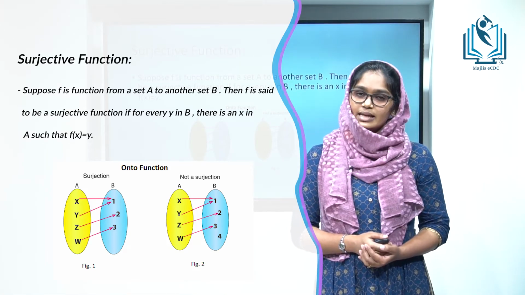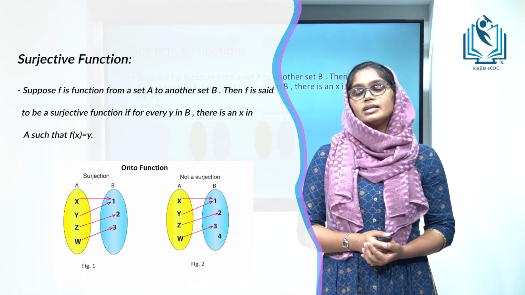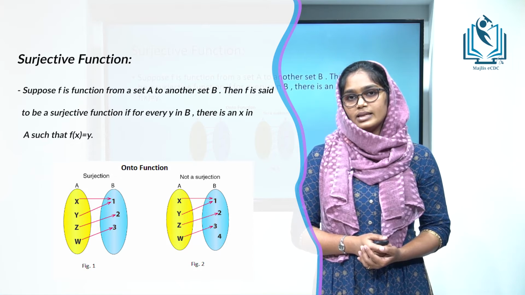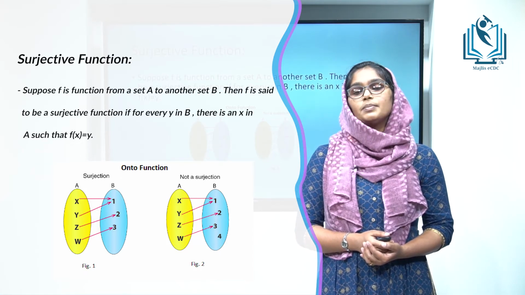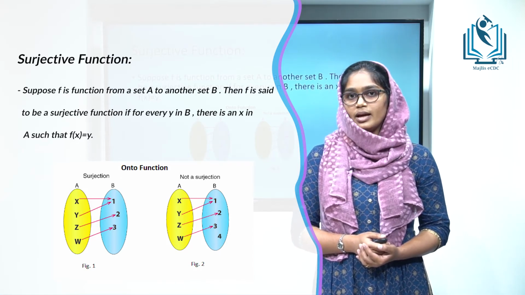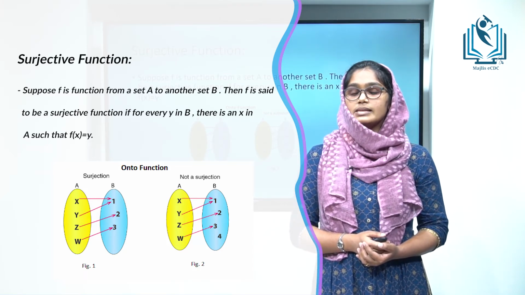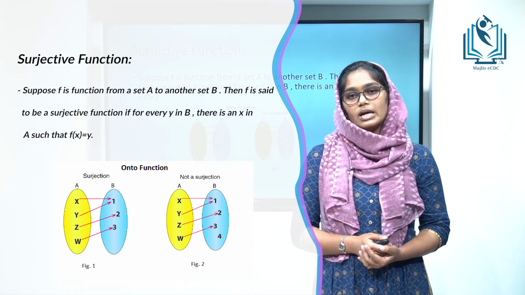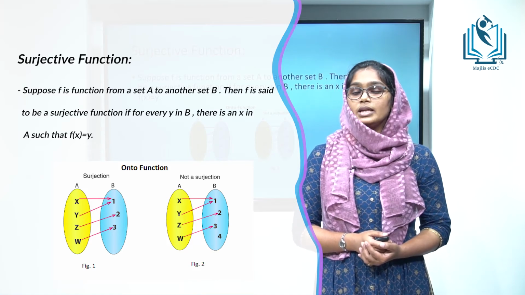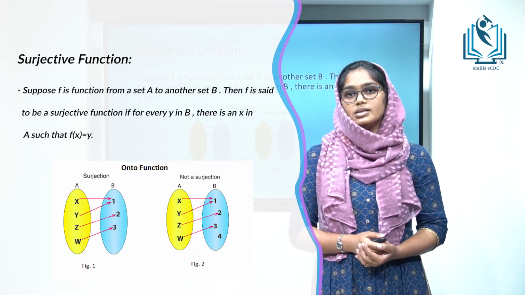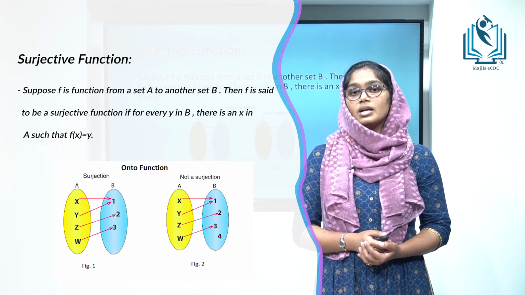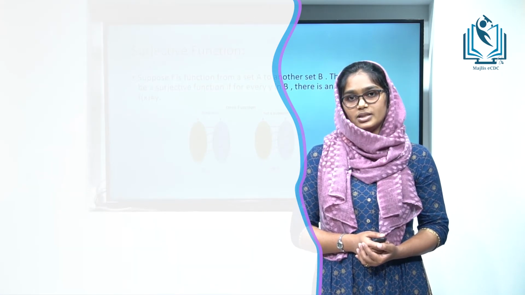Now consider the second example. Here the set A is {x, y, z, w} and set B is {1, 2, 3, 4}. Now we cannot find an x belonging to A such that f of x equals 4. That is, the element 4 in B has no pre-image. So the second example is not a surjective function.